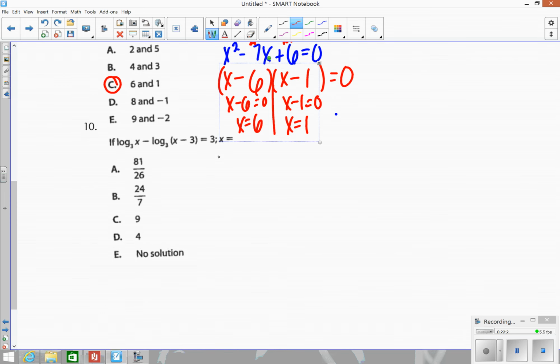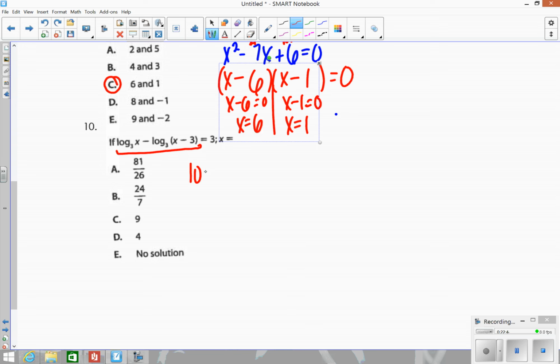Next one here, we have a log equation, so we're trying to find what x equals again. So we're trying to solve this log equation. The first thing is to remember our log properties. Whenever you have a log equation, if you're subtracting, that really means that you're dividing the pieces that you're taking the log of. If you're multiplying, or if you're adding, that means you're multiplying these.